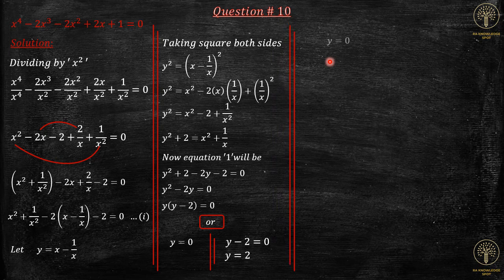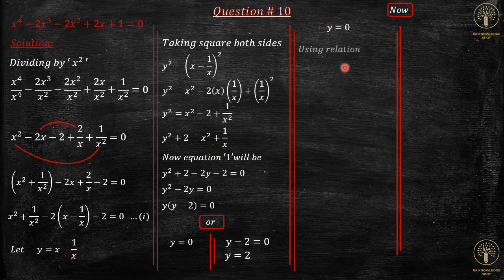Now, as in the previous question, for y is equal to 0, what is your first substitution? This is your substitution. You have to substitute here in this equation using this relation. This is x minus 1 by x is equal to y. What is the value of y? That is 0. We have to replace this value.